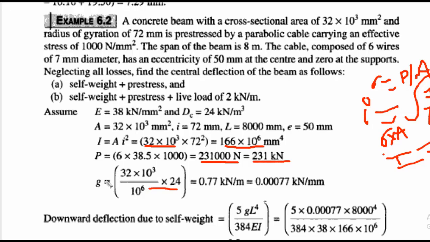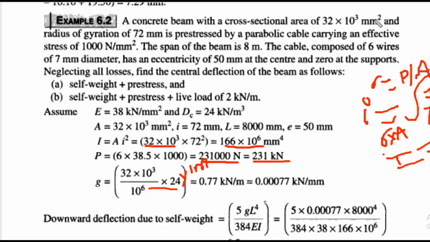Next we have to calculate the self weight of the beam per meter length of this particular concrete beam. That self weight is nothing but volume into density of the concrete. Here for 1 meter we are calculating, hence area into length or area into height. If you get the volume into density, you will get the self weight or self force of the beam. That self weight of the beam G equal to 32 into 10 to the power of 3 mm square.